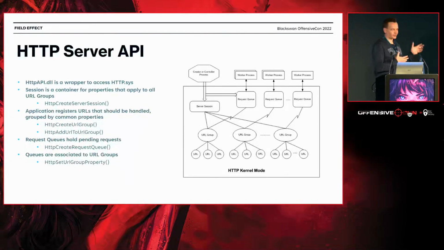There are three main things you would do with the API to get set up. You create a session, and a session is really just a container for a bunch of properties that are common across your application. Then you can register different URLs, grouping them again by common properties. Each of these URL groups gets associated with a request queue that gets created. So you can have multiple applications reading requests out of the queues as they come in, a good way to do load balancing and for performance reasons.